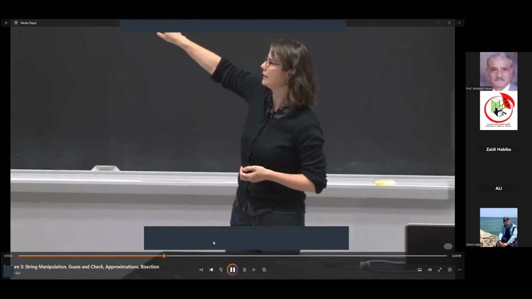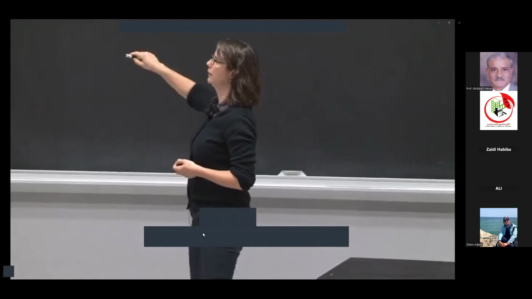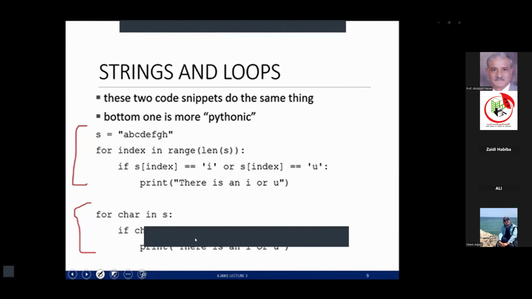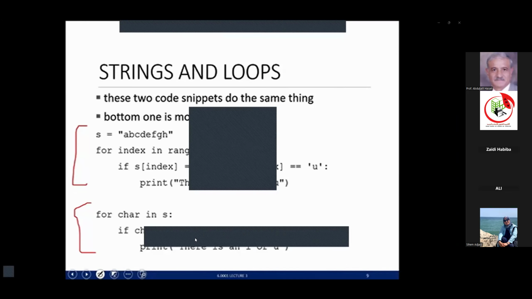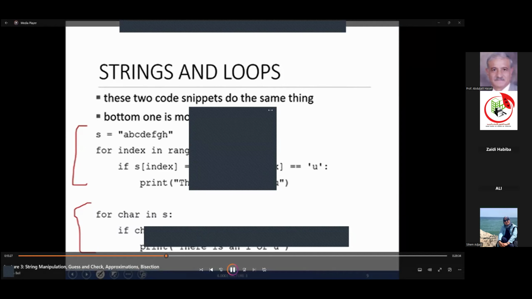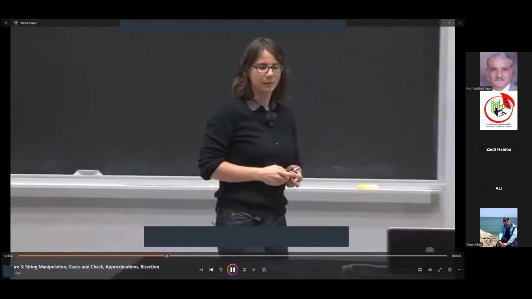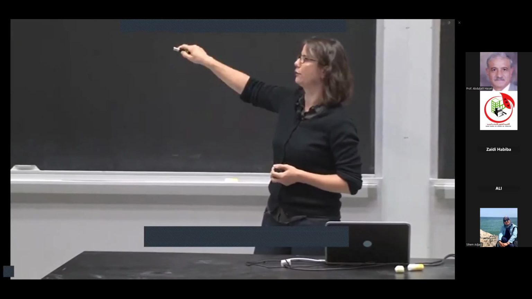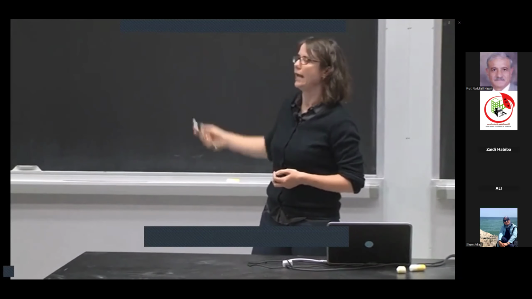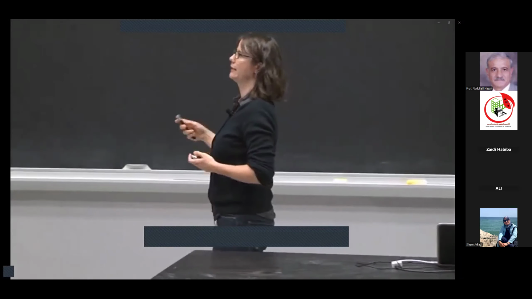Whereas up here, it's a little more complicated to tell what I'm doing, right? You have to sort of think about it a little bit. For some index in this range of numbers, 0 through the length of the string s, if s at position index is an I or s at position index is a u, print there's an I or a u. Okay. Both of these codes just go through the string s, and if it encounters a letter that's an I or a u, it's just going to print out this string here.